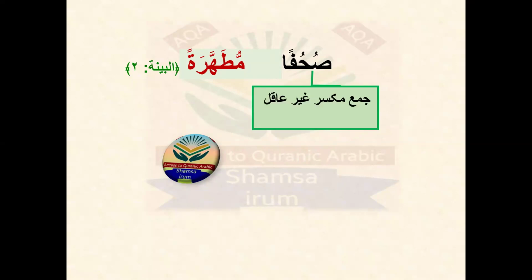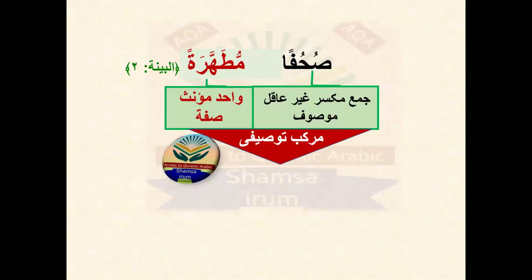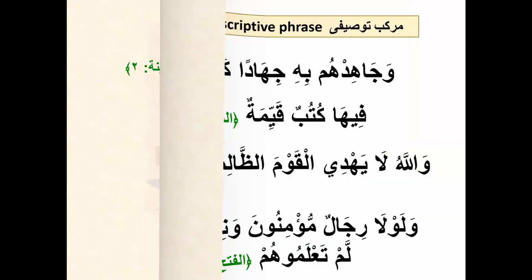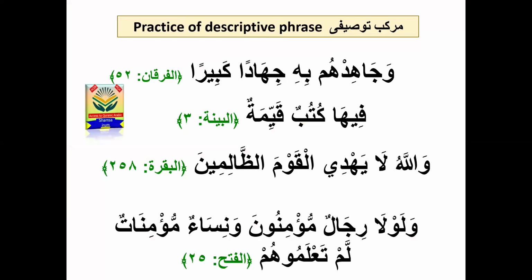Another example, suhufan mutahharatan. Suhufan is a broken plural of sahifa. Okay, so it is mawsuf, and mutahharatan is a sifa and is a singular feminine, wahid muannas, and is a sifa of suhufan. So the meaning is, it is Murakab Tauseefi, purified scriptures. Okay, so purified is a sifa of suhufan. This is the exceptional case you can see most of the time in the Quran.